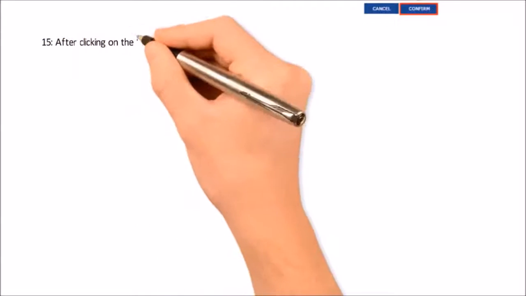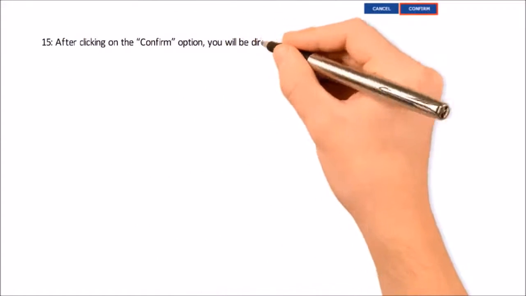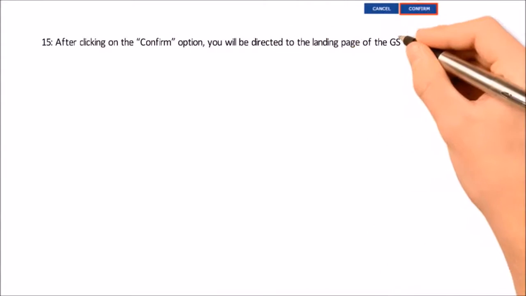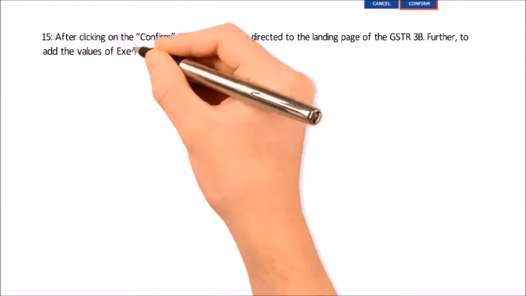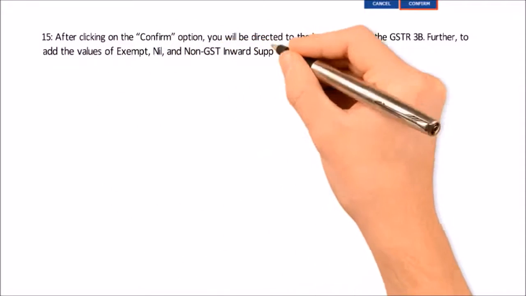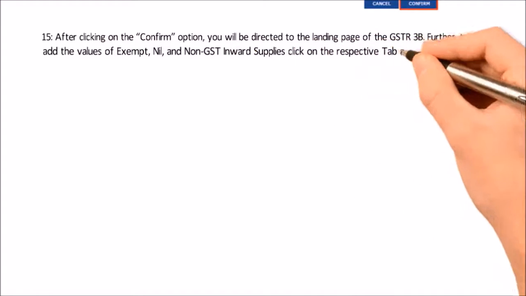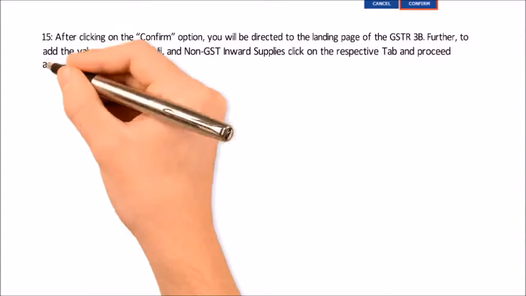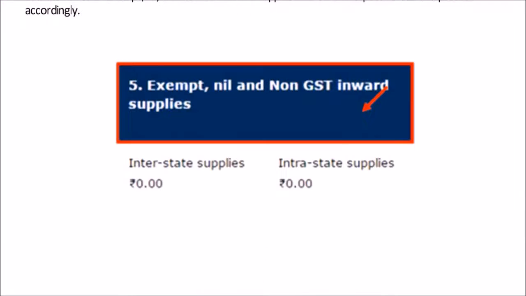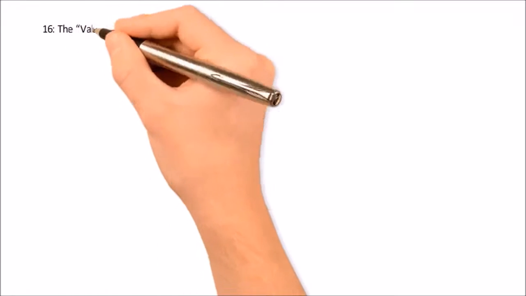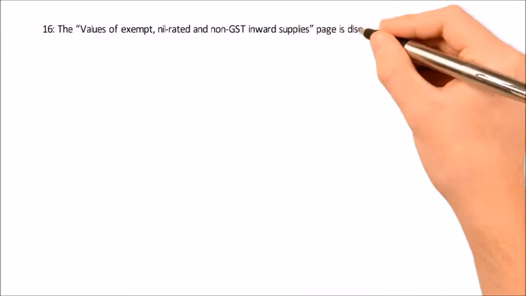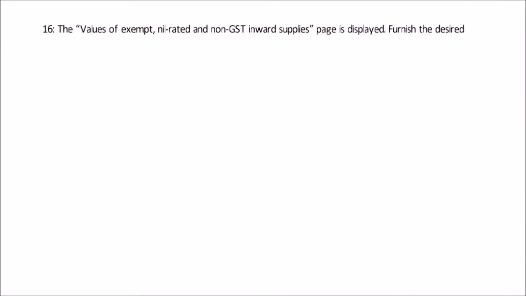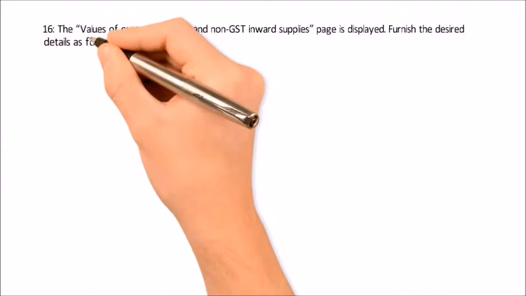15. After clicking on the Confirm option, you will be directed to the landing page of the GSTR-3B. Further, to add the values of exempt, nil, and non-GST inward supplies, click on the respective tab and proceed accordingly. 16. The values of exempt, nil rated and non-GST inward supplies page is displayed. Furnish the desired details as following.